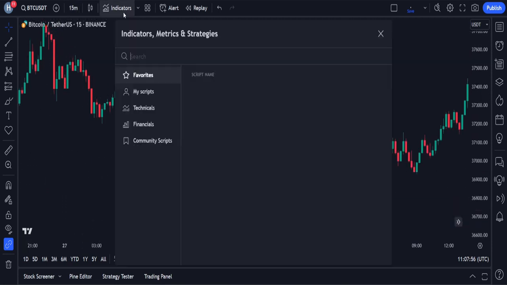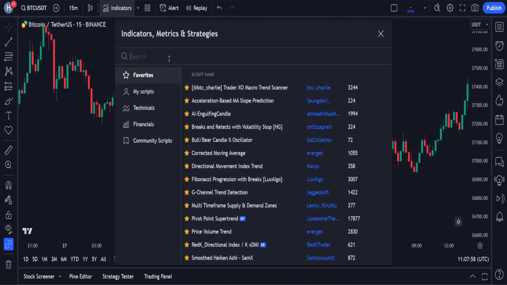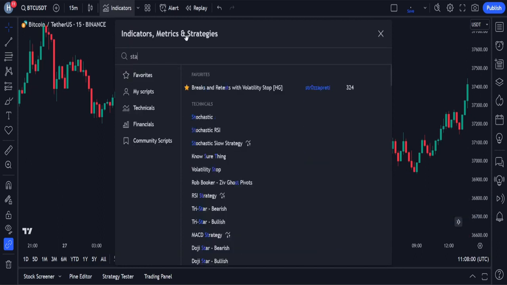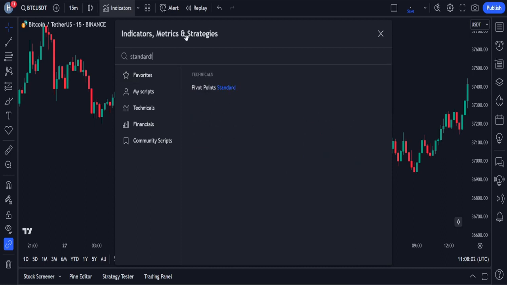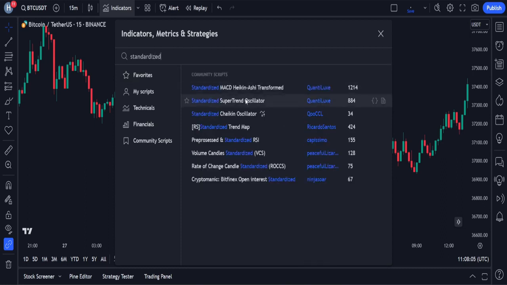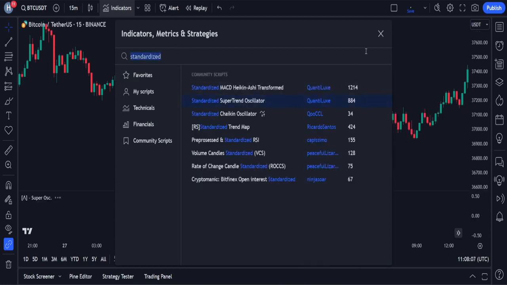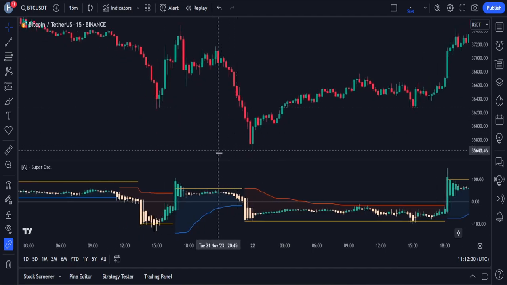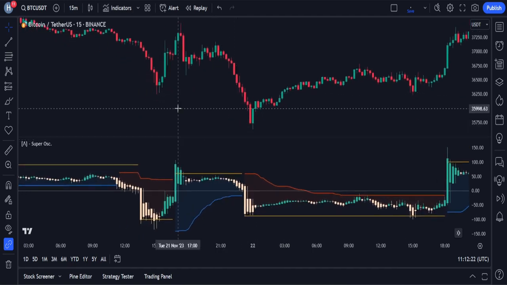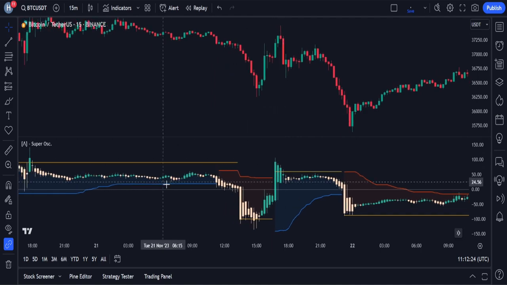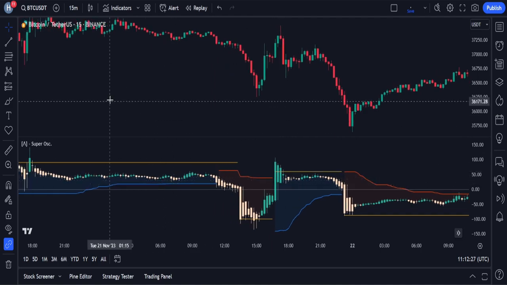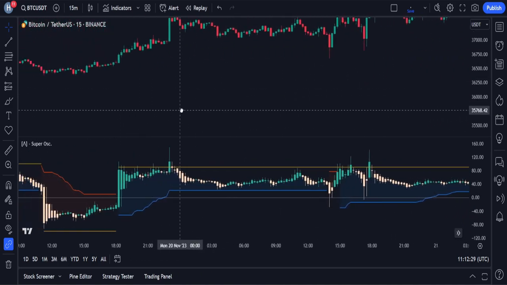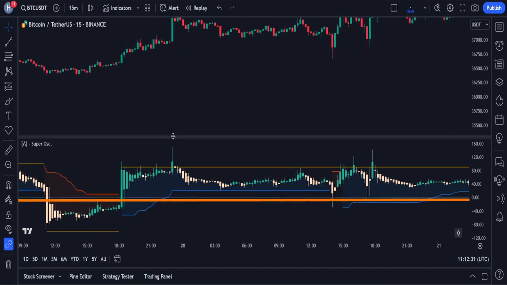First of all, to add this amazing indicator to our chart, we will click on the Indicators tab, and we will search for Standardized SuperTrend Oscillator, and then add this one created by Quanti Luxi. So this is the new SuperTrend indicator, and instead of overlaying on the price chart like older versions, this one is added here below the chart because it's an oscillator. And as you can see, it's moving above and below the center line, which is 0.